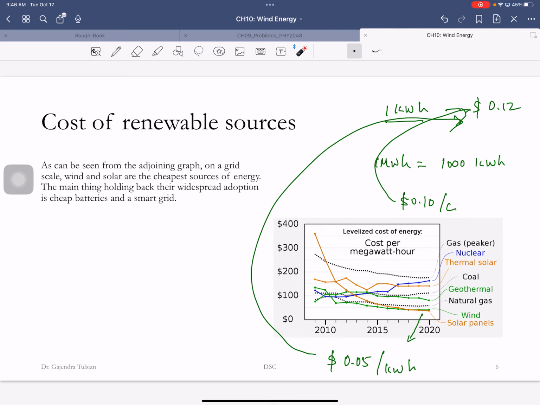All right, so we already know renewables can already produce the cheapest electricity. What's preventing us from widely adopting it is storage. Yeah, I thought it was because we didn't have cheap batteries. Yeah, storage is cheap battery. Storage is battery.